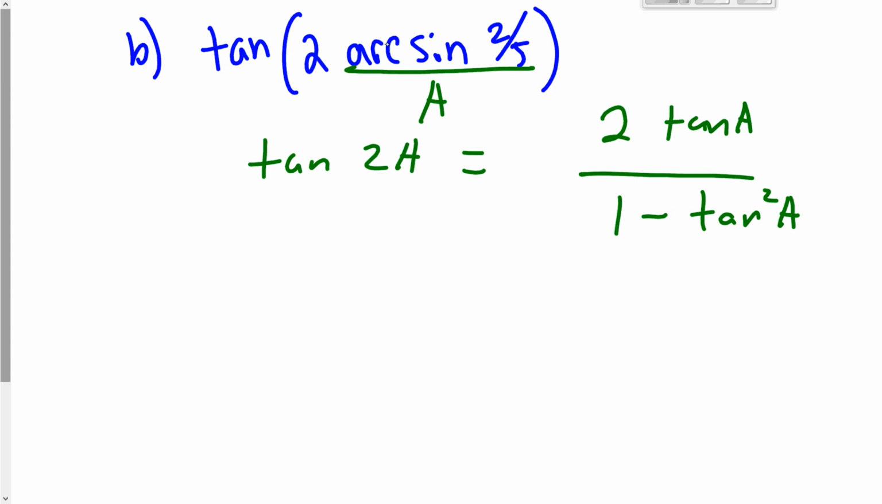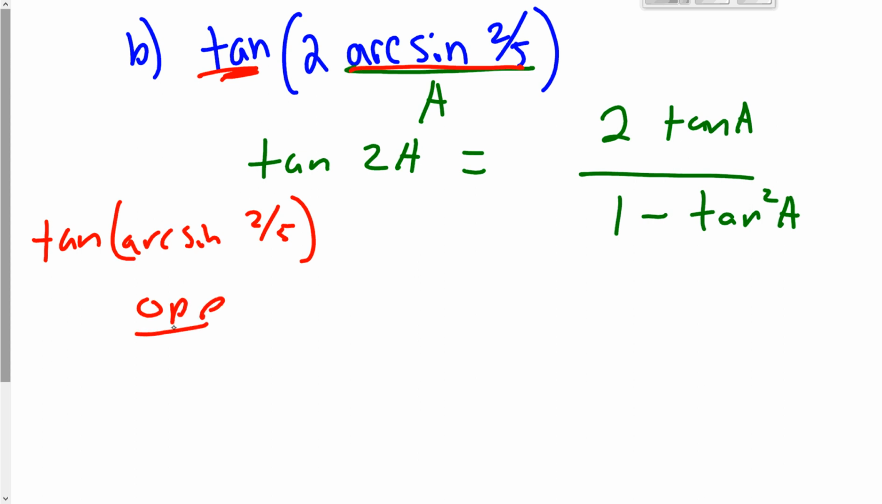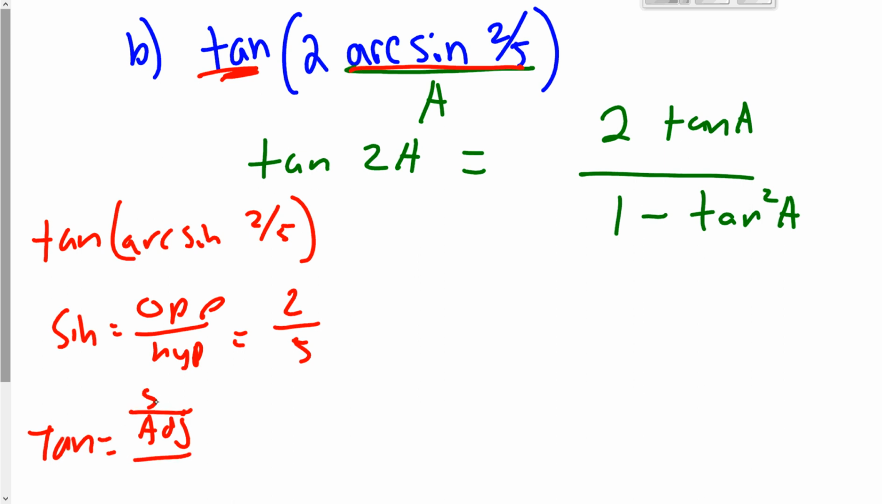So that means I need to find out tan of arcsine of 2/5. Do I know 2/5? Nope. So I can use the triangle, or I can say, okay, sine is opposite over hypotenuse. So that'd be 2 over 5. So the opposite is 2, the hypotenuse is 5, and I want to find tangent, and tangent is opposite over adjacent, right? So I need to find the adjacent side.